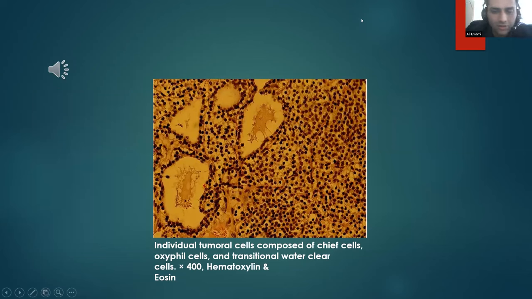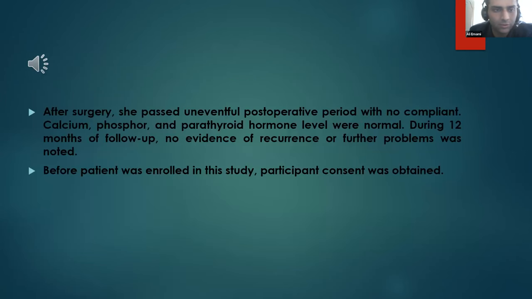The other picture shows tumor cells composed of chief cells, oxyphil cells, and transitional water clear cells, which was in the parathyroid adenoma. After surgery, she passed an uneventful post-operative period with no complaint. The laboratory findings of calcium, phosphorus, and parathyroid hormone were normal. After 2 months of follow-up, no evidence of recurrence or further problem was noted.